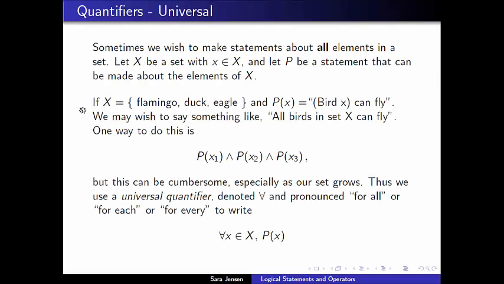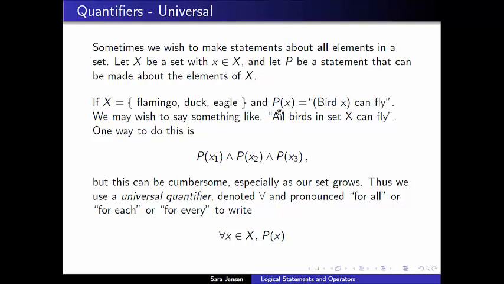And here I'm going to be working with a set of objects that is not necessarily mathematical things, because remember, this logic that we're studying is very universal and is meant to apply to a wide range of settings. So my set X in this example is going to be a collection of types of birds: flamingos, ducks, eagles. And my statement P is going to be a statement about the types of things that live in the set. So my statement P will be a statement about birds.